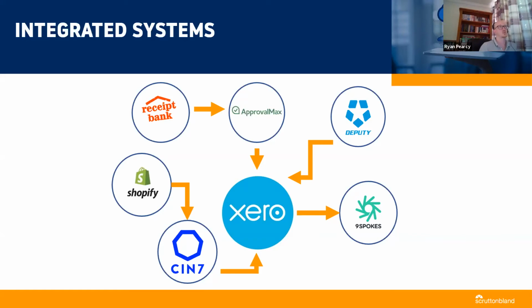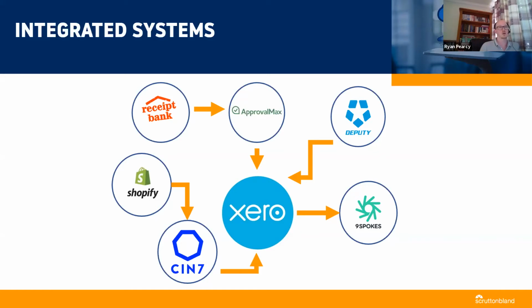Deputy is a staff management tool, very good for clocking in, clocking out, and for managing timesheets, etc. Not quite HR. It's got some very basic HR tools, but it's very good for staff management otherwise. On the left-hand side, Shopify and Sin7, very good for online sales portals and stock management.